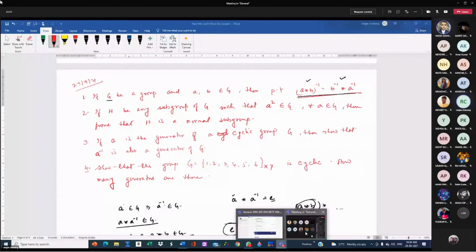The first question is done. Question number 2: if you are facing a problem in doing 2, then go to 3 and 4. These are easy. If A is the generator of a cyclic group G, then show that A inverse is also a generator. It is quite simple.